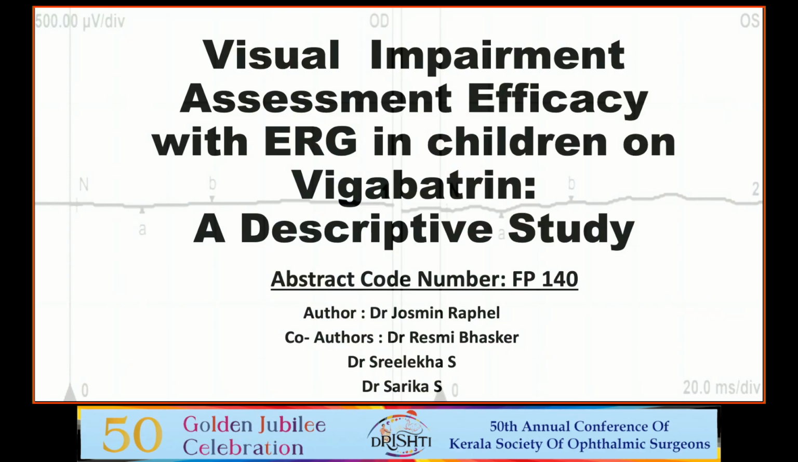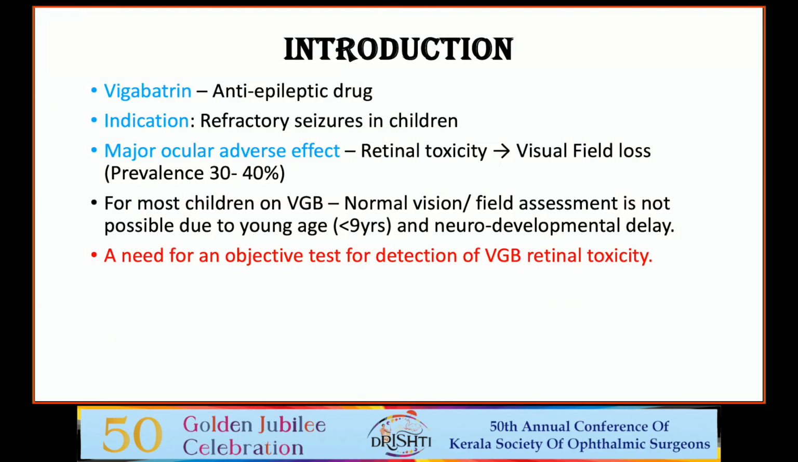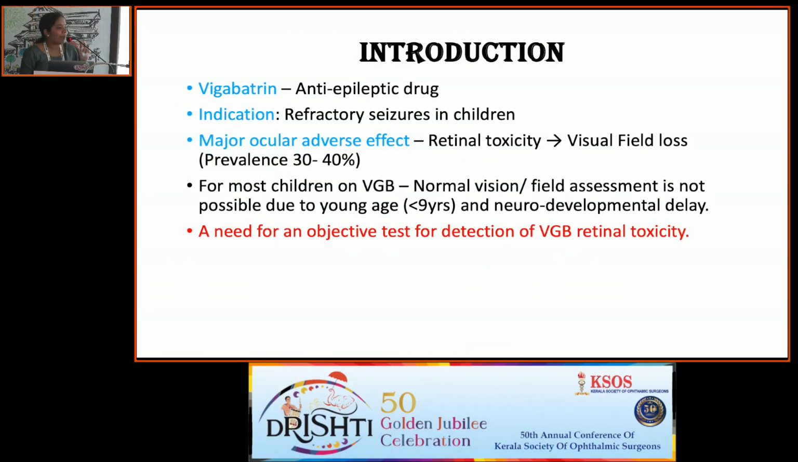Good morning, everyone. My paper is on the topic Visual Impairment Assessment Efficacy with Electroretinogram in Children on Vigabatrin: A Descriptive Study. Vigabatrin is an anti-epileptic drug mainly indicated in cases of refractory seizures in children, and a major ocular adverse effect is retinal toxicity, which is manifested as visual field loss and is estimated to have a prevalence of about 30 to 40%.